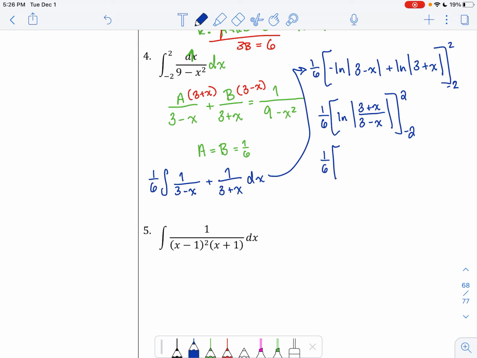So then I get 1/6, and this would be the ln of 5 over 1 minus the ln of 1 over 5, like so. This can be simplified even farther.